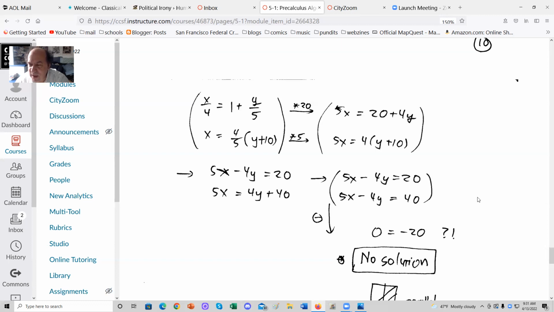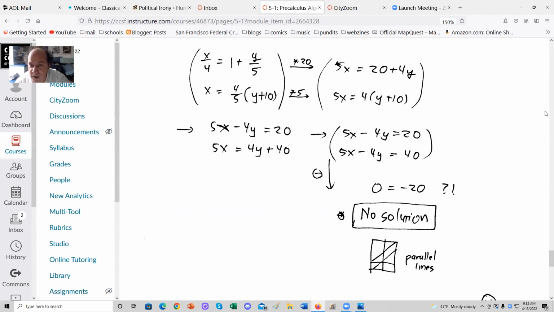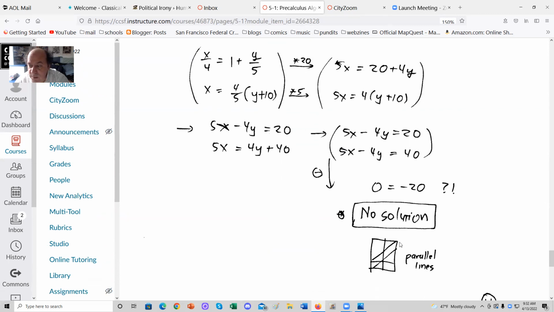And what happens if you continue with elimination and just subtract the equations from each other? The 5x's cancel out and the 4y's cancel out, leaving 0. But 20 minus 40 is negative 20. And you get 0 equals negative 20, which it isn't. So we assume the system and get an absurdity, which proves that the original system has no solution. In fact, if you graph each of these two lines, you get parallel lines which do not meet.